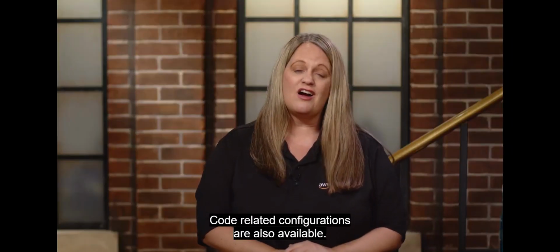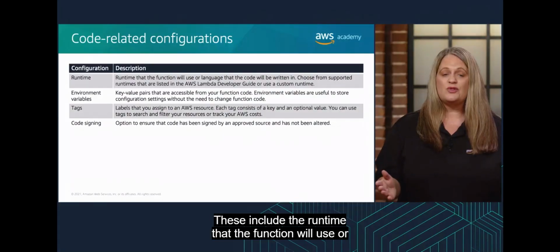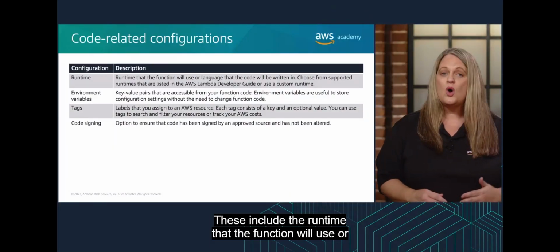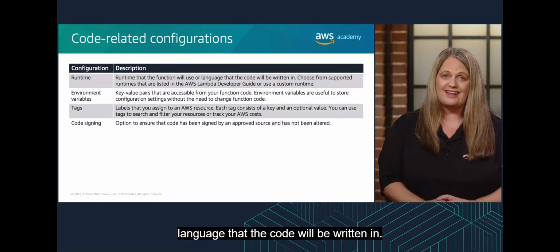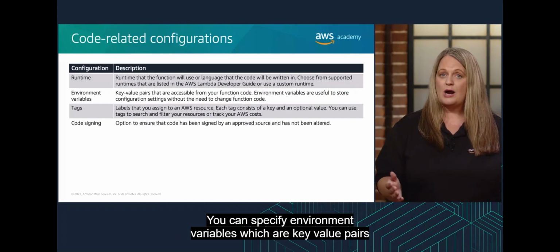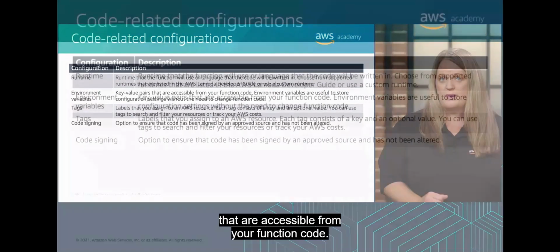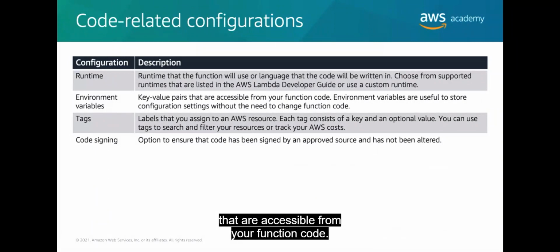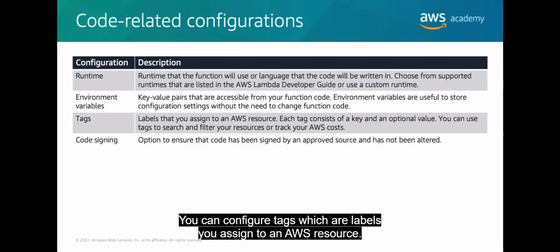Code-related configurations are also available. These include the runtime that the function will use, or language that the code will be written in. You can specify environment variables, which are key value pairs that are accessible from your function code. You can configure tags, which are labels you assign to an AWS resource. Each tag consists of a key and an optional value. And you can use code signing, which ensures that the code has been signed by an approved source and has not been altered.